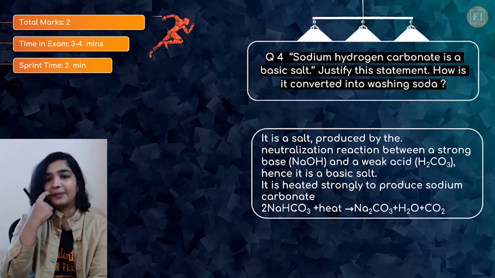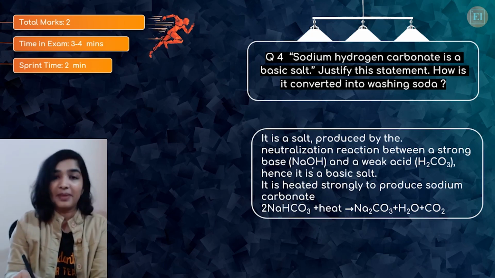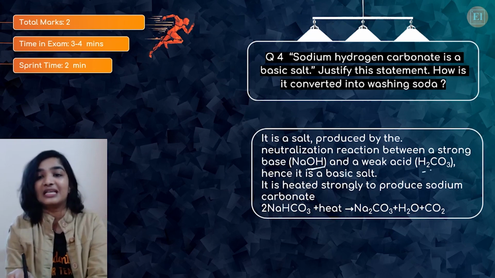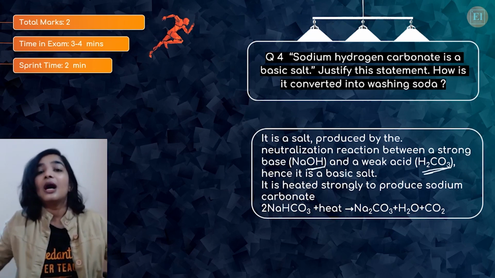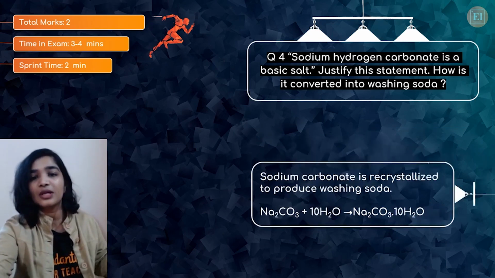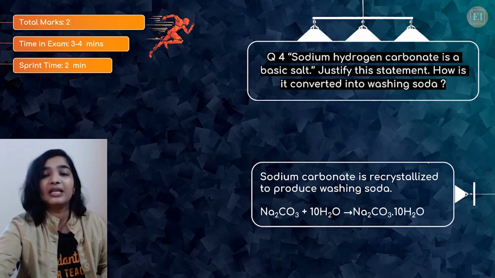Okay, done. So it is a salt produced by the neutralization reaction between the strong base NaOH and the weak acid H2CO3. So hence it is a basic salt. How is it converted into washing soda? Na2CO3.10H2O. So sodium carbonate is recrystallized.